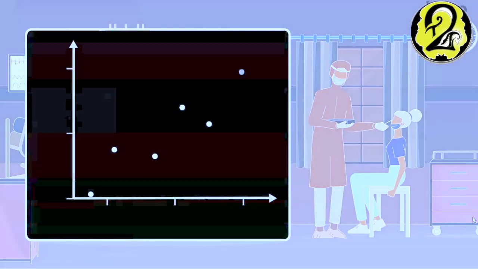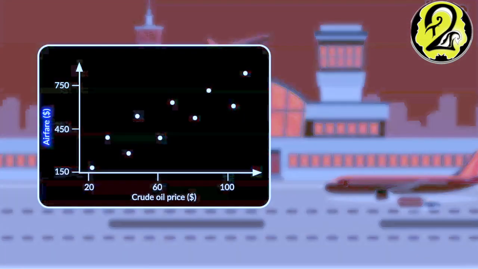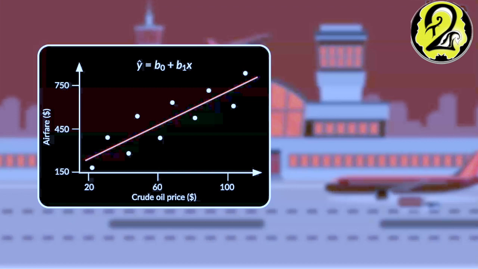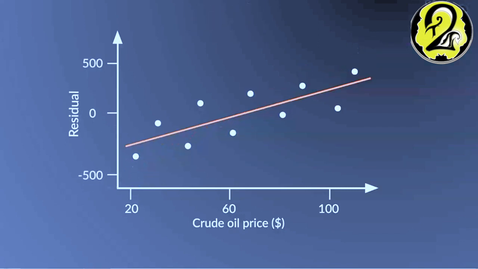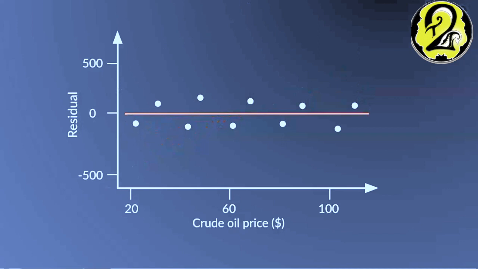Consider the scatter plot of airfare versus crude oil price per barrel fitted with a linear regression line. Here, the residual is the difference between the y-value of the data point and the predicted y-value from the regression equation. If these residual values are plotted against the x-value, the crude oil price, the resulting graph is called the residual plot.